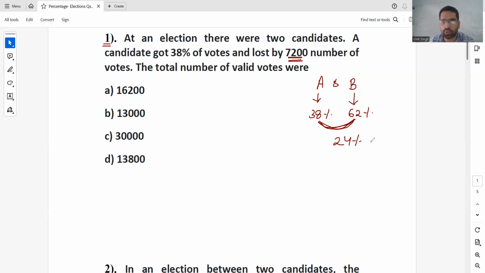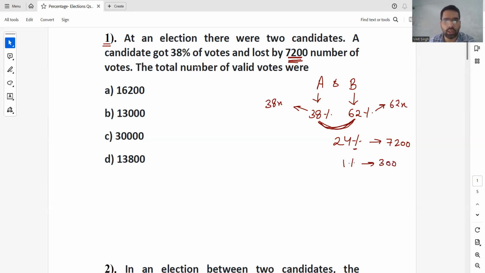Now the 24% is equal to 7,200. So A will get 38%, B will get 62, and A lost by 7,200 votes. Means the difference, if A gets 38x, B will get 62x, then the difference 62 minus 38 is equal to 24. So we can directly calculate this value in case of percentage. 24% is equal to 7,200. 1% is equal to 300.